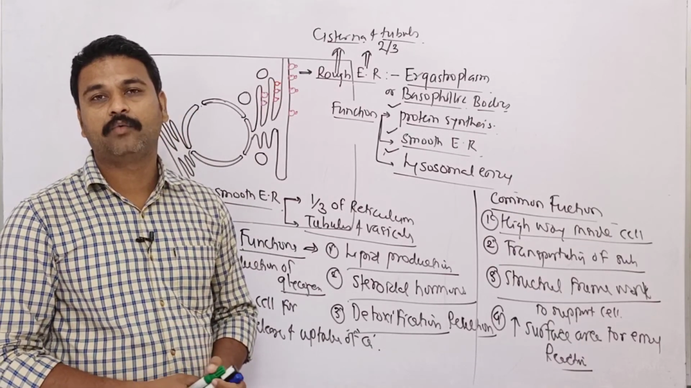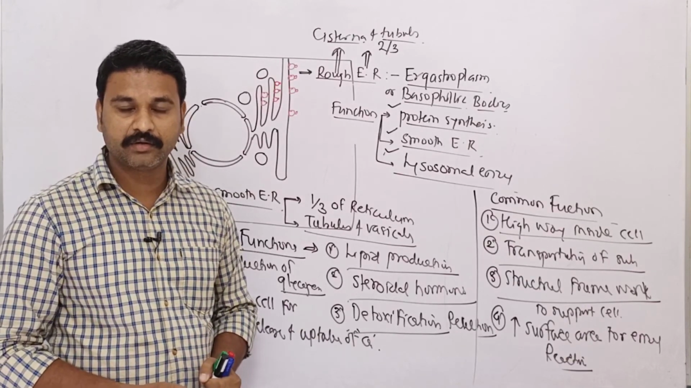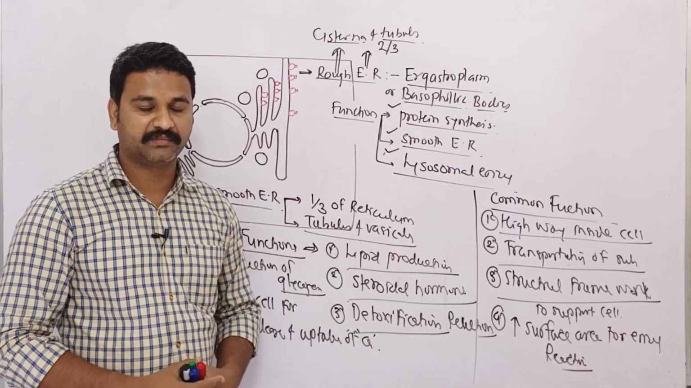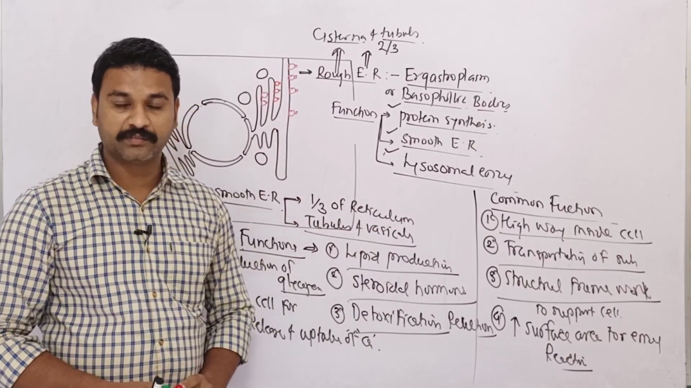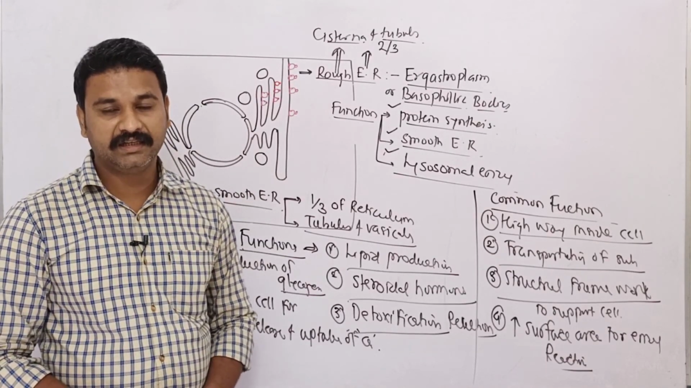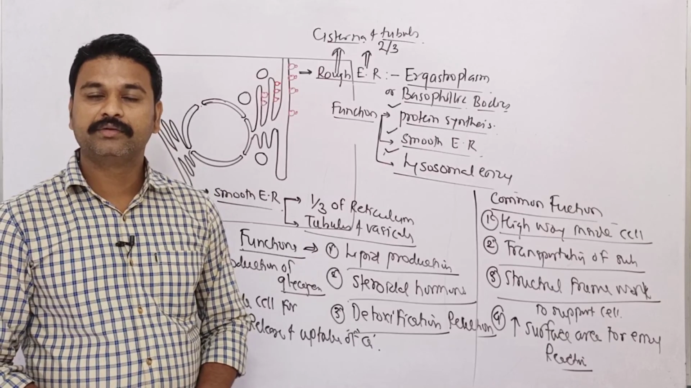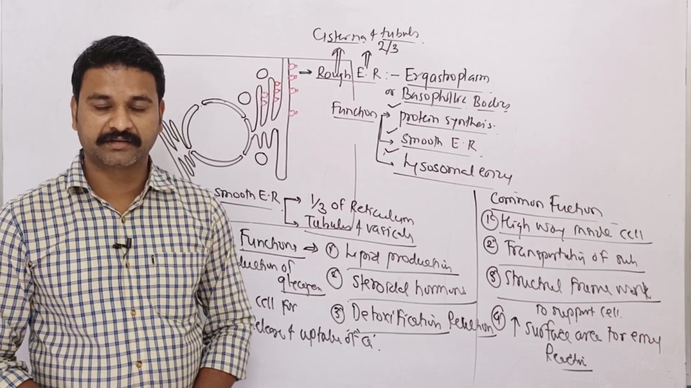Liver cells will have both types of endoplasmic reticulum, rough as well as smooth. So this is all about the endoplasmic reticulum, which is the first organelle of the GERL system. In the next video, we will try to learn about the Golgi apparatus. Thank you.